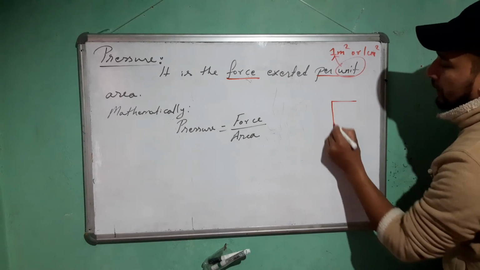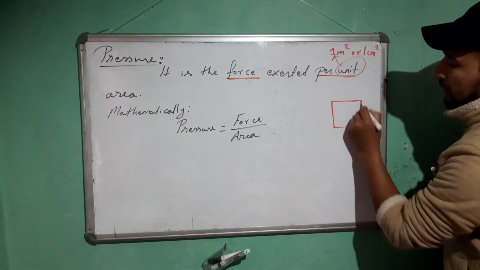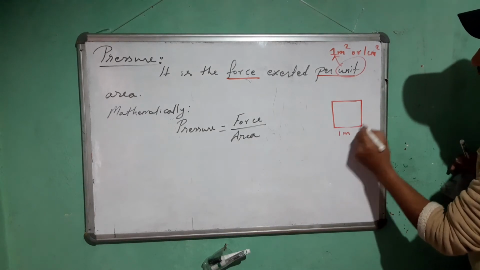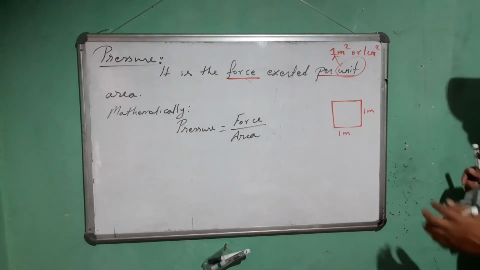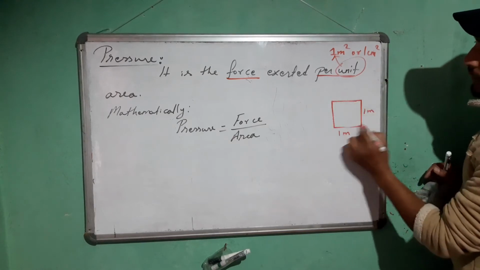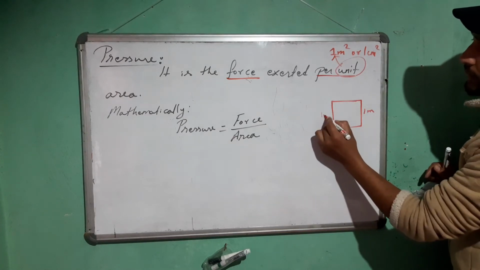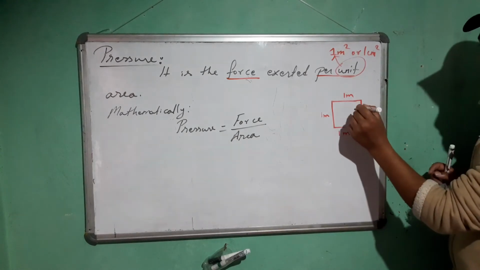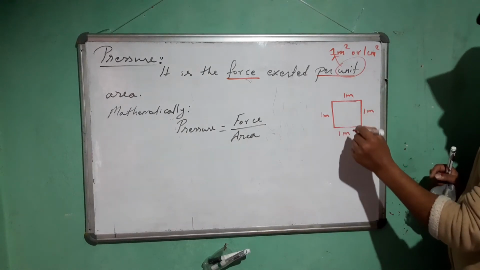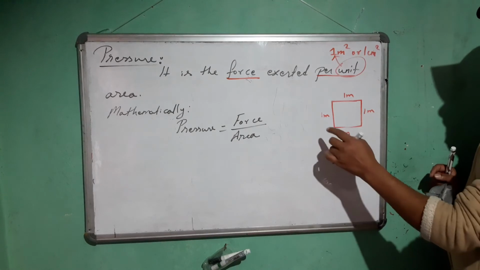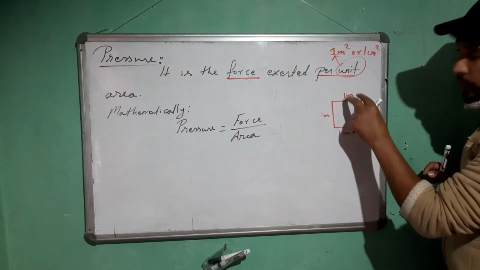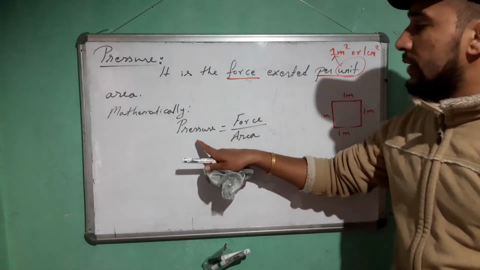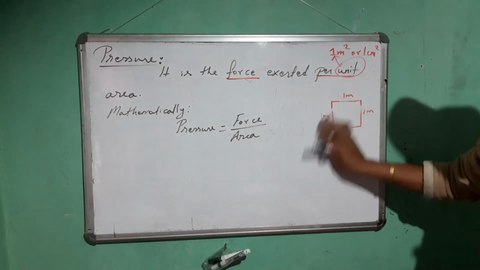Suppose you have, say, this is 1 meter and this is 1 meter. If you apply some force on this region, then whatever force you apply on this unit area, that is called pressure. Mathematically, pressure is defined as force upon area.